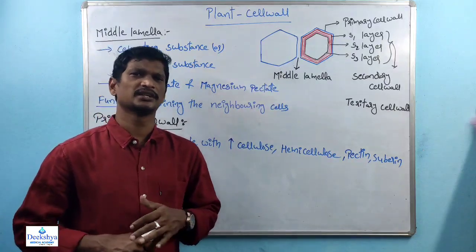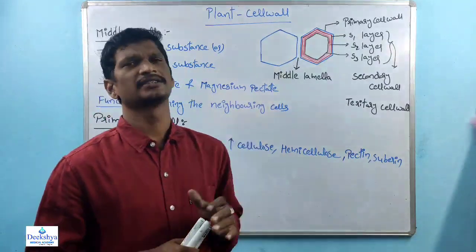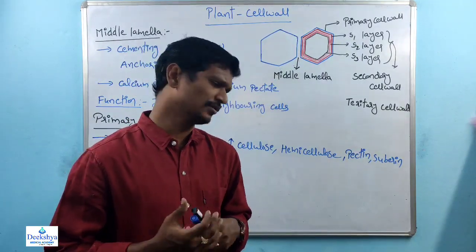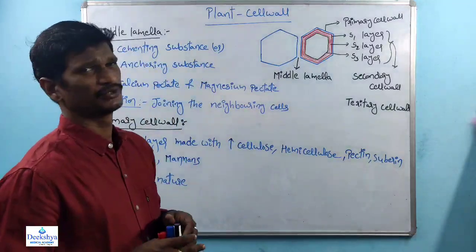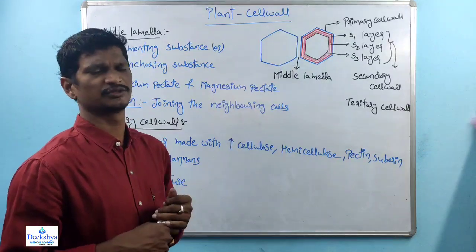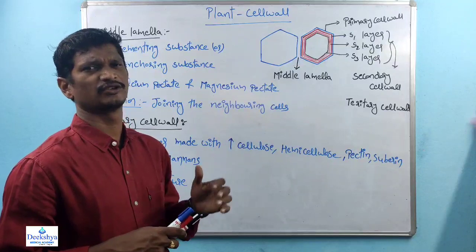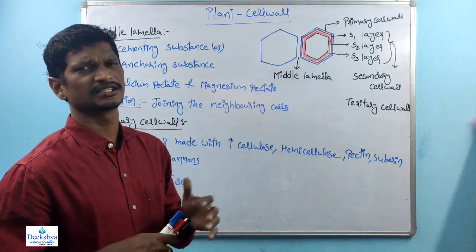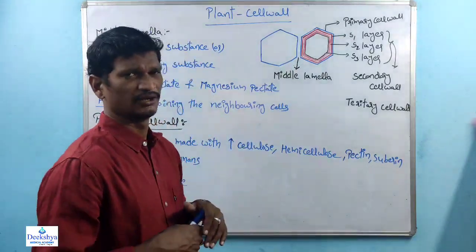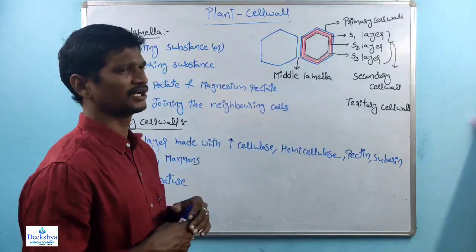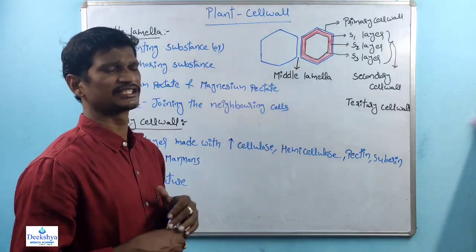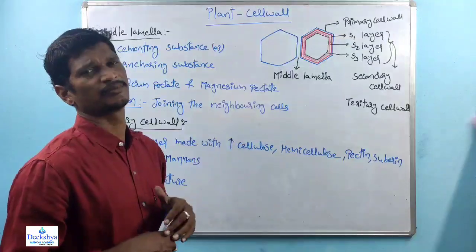Hi students, in the last class we discussed the plant cell and the different parts of the plant cell. We discussed the cell wall, the plasma membrane, cytoplasm, nucleus and all the contents. In the cytoplasm there is cytosol, cell organelles and ergastic substances, right? We discussed all the parts present in the plant cell, and in this class we'll discuss each and every part in detail.